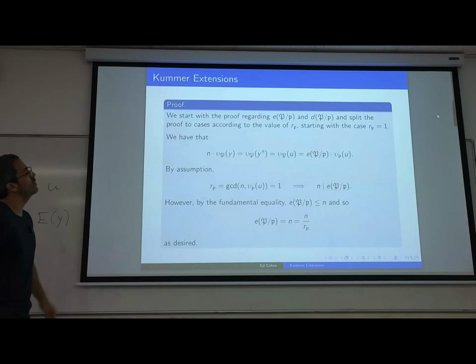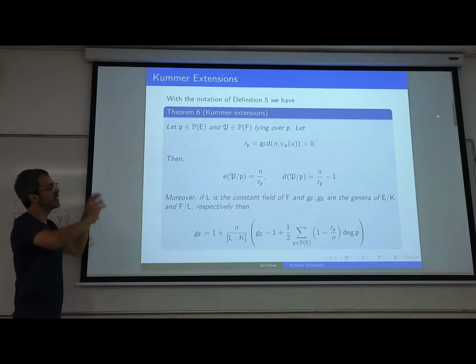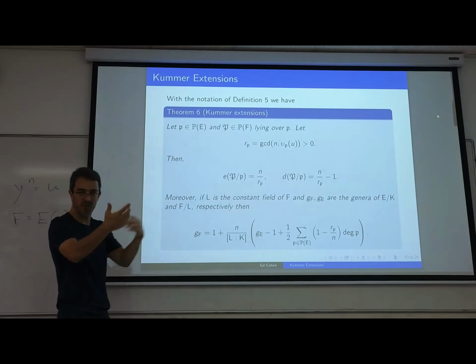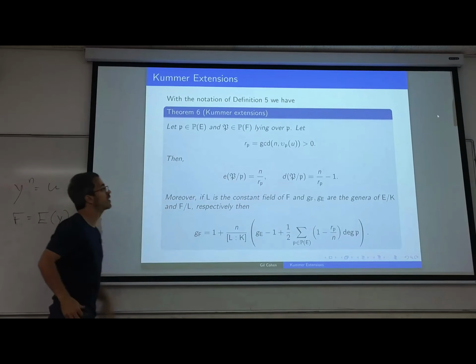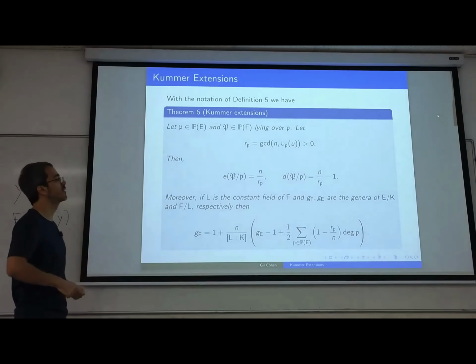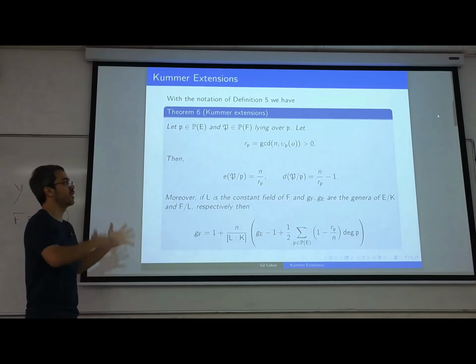Yeah. So we are going to prove this in two extreme cases, and then use the two extreme cases to prove it in general. One time we're going to assume that R_P is 1, namely that N and v_P(u) are coprime. So u and N are fixed, and I'm going to look at the P's for which these are coprime, and then the case when this GCD is actually N, the maximal it can be. And then I'm going to combine the two.